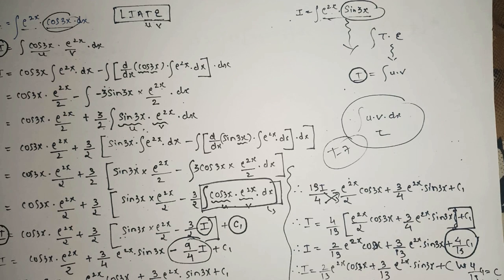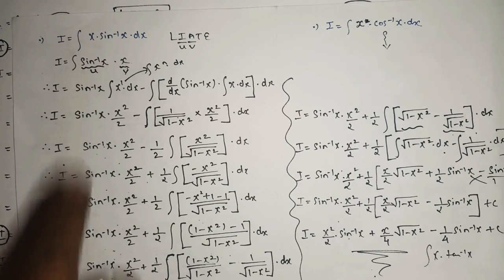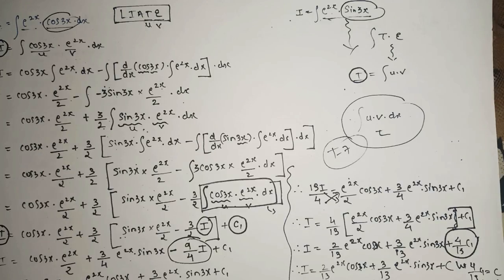I hope you all understood both the sums which we did today. One is x into sine inverse, and the second one is e raised to 2x into cos 3x. So in the next lecture we're going to do the next sum. Till then, goodbye, see you in the next lecture.